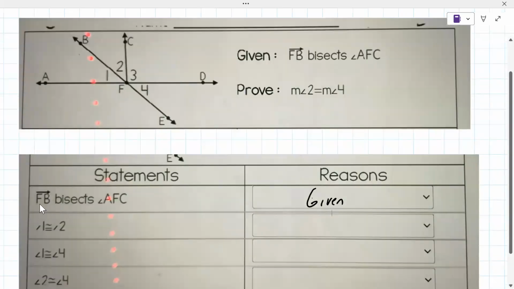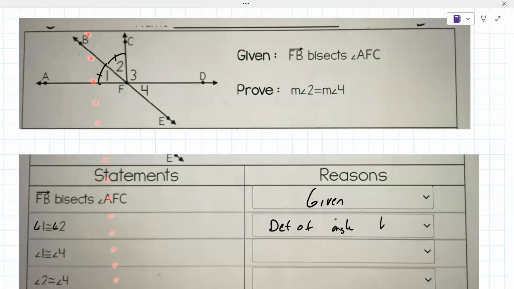Now, if FB bisects AFC, that means that angle one is congruent to angle two. And that's what it says here. Angle one is congruent to angle two. So what I think gets overly complicated here is that whatever you have here as a statement generally becomes the reason over here. It's the definition of an angle bisector. So you're looking for something like that in a dropdown. And see, I've got that word there, bisects, bisects an angle. The reason here is a definition of an angle bisector.